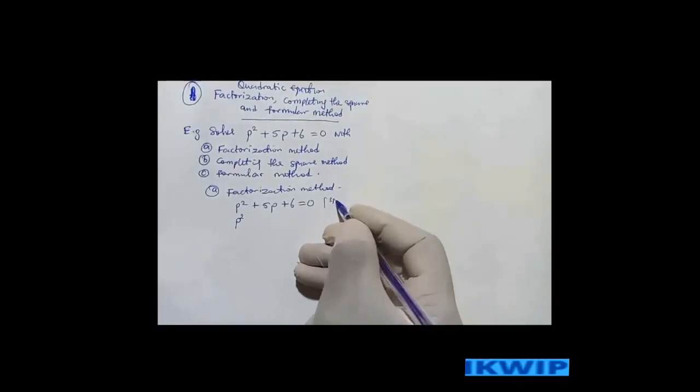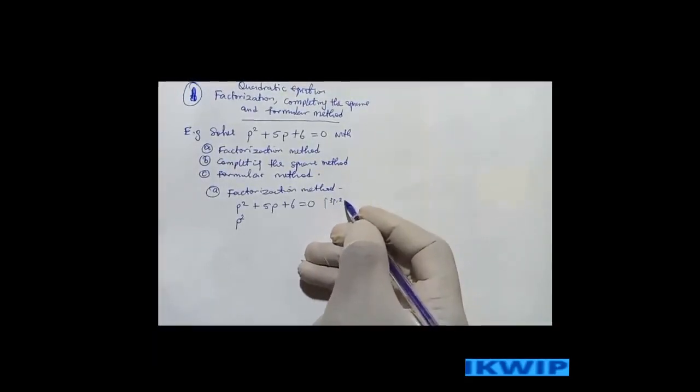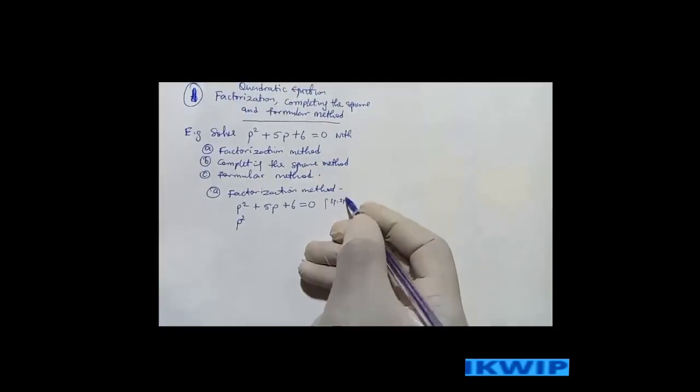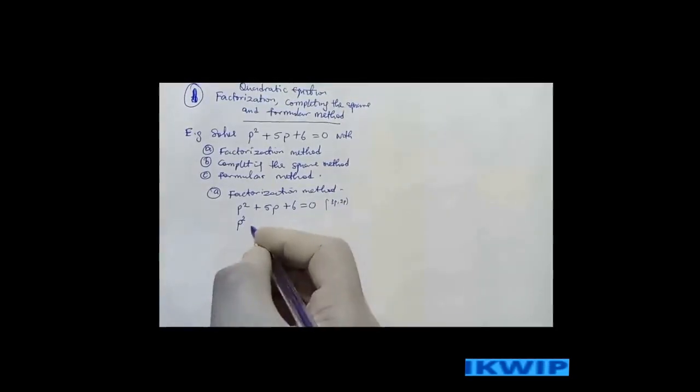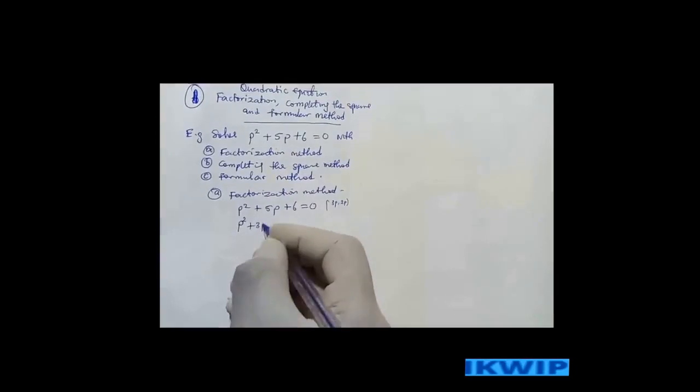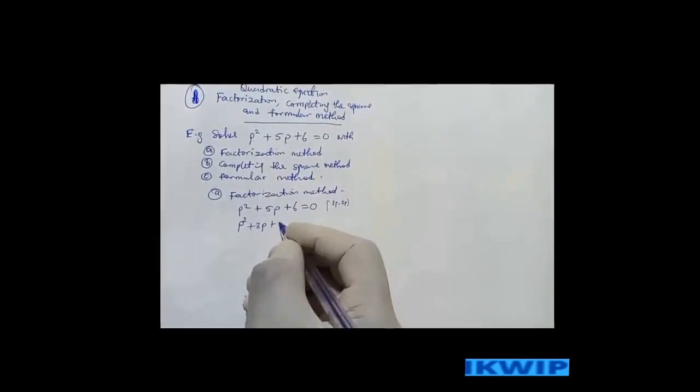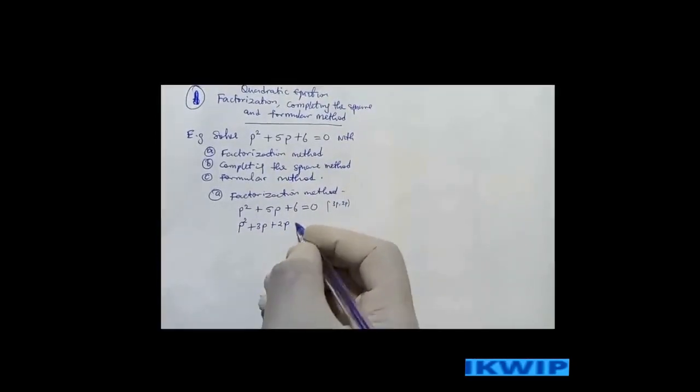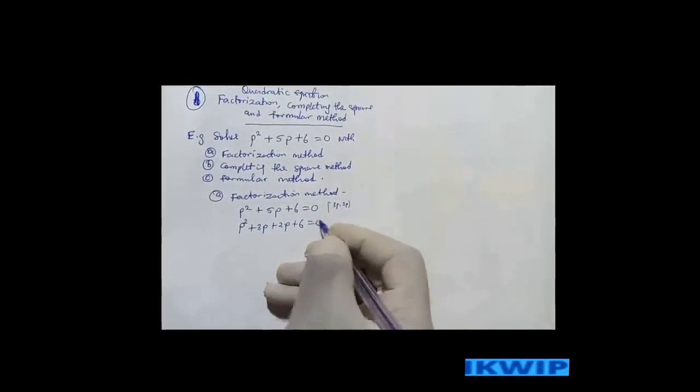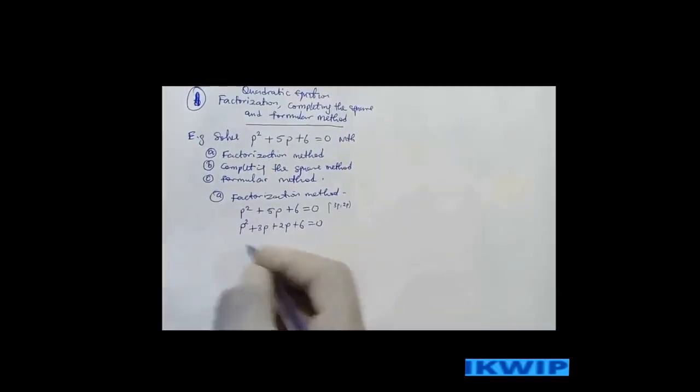What I will have to do is to look for the factors of 6 that, if I add those factors together, I'm going to have 5, but if I multiply them I will have 6. So I have 3 and 2. I'm going to have to replace 5p with 3p and 2p. So we have p squared plus 3p plus 2p plus 6 equals 0.